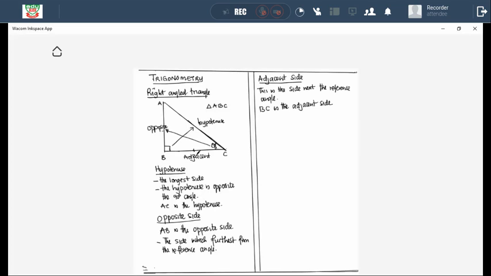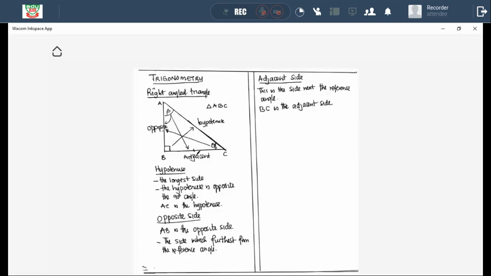Okay, now if the reference angle changes, say you now have another unknown angle, call it beta. Say that angle is now beta. That's your reference angle. If this is my reference angle, it means the side which is furthest from B is now BC. And that which is next to beta is now AB.